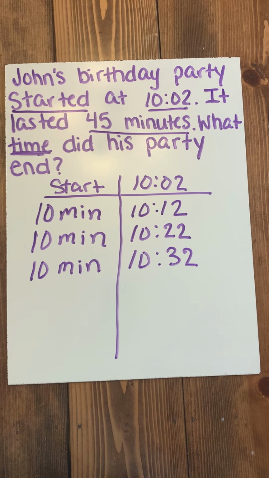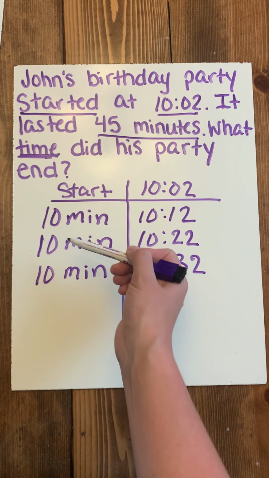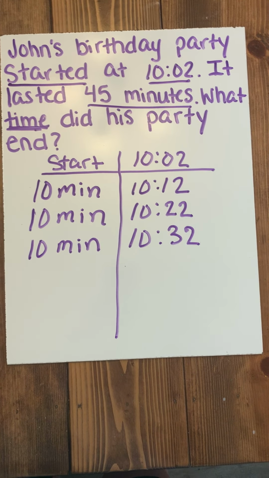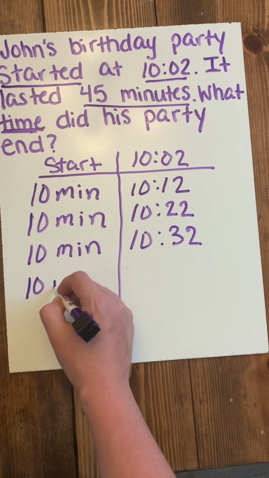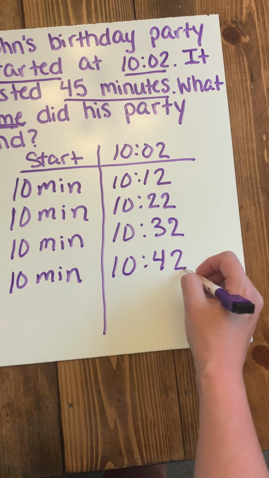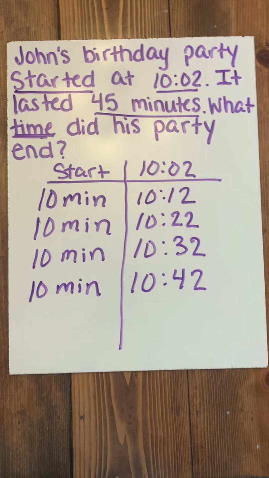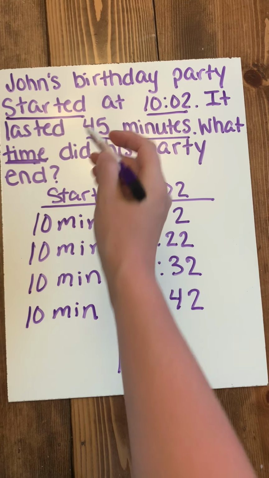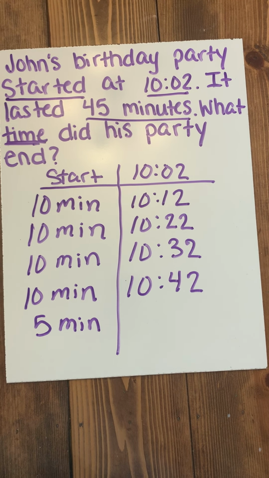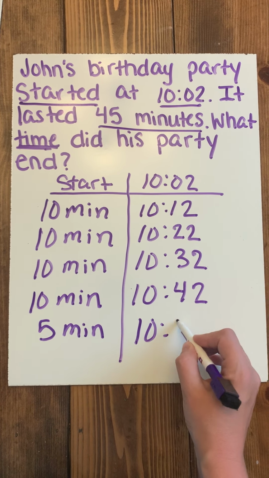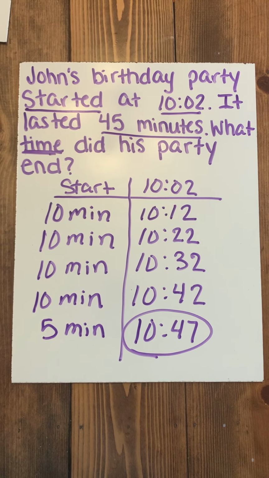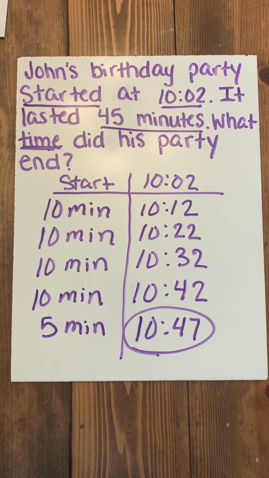Okay, I'm going to stop and make sure I haven't gone over my time. So far, I've added 10, 20, 30 minutes to my start time, and I want to add 45. So I know I'm good to keep going. So I've added 30, I want 45, so I'm going to add another 10 minutes. 10:32 plus 10 minutes is 10:42. Okay, I've added 40 minutes now. I want 45, so I'm going to add my 5 minutes. And 10:42 plus 5 minutes is going to be 10:47. So his birthday party ended at 10:47.